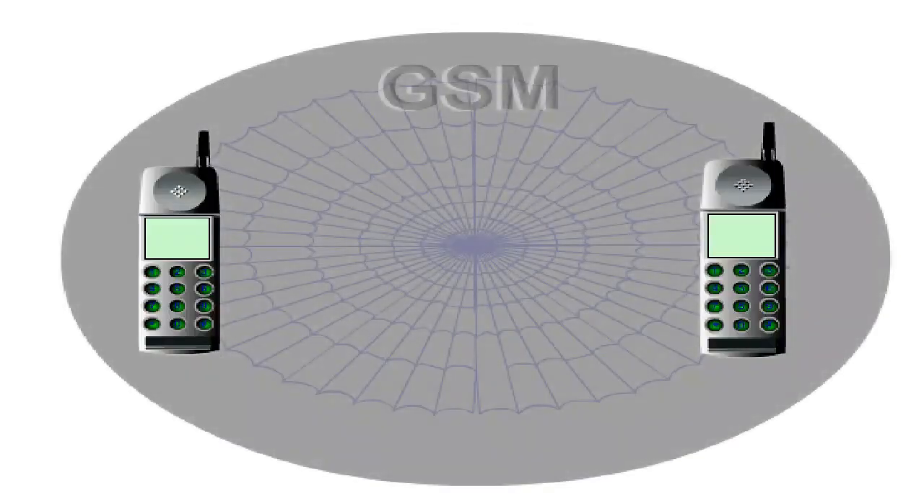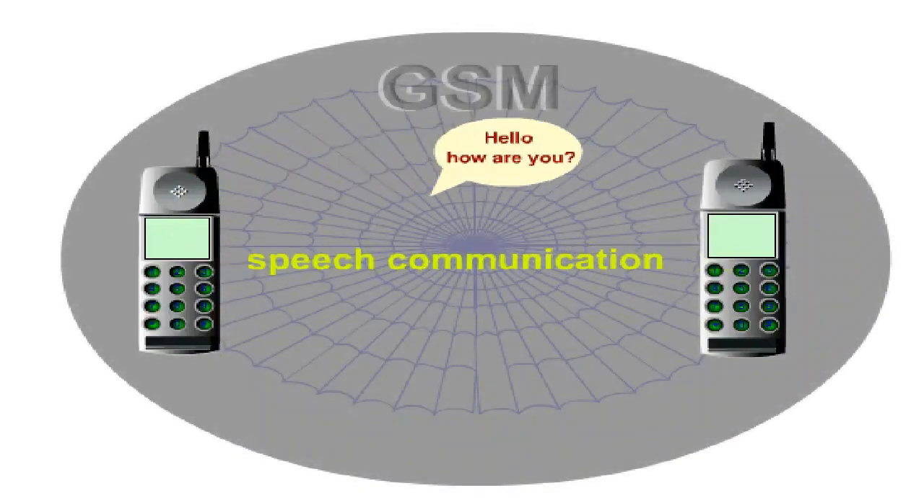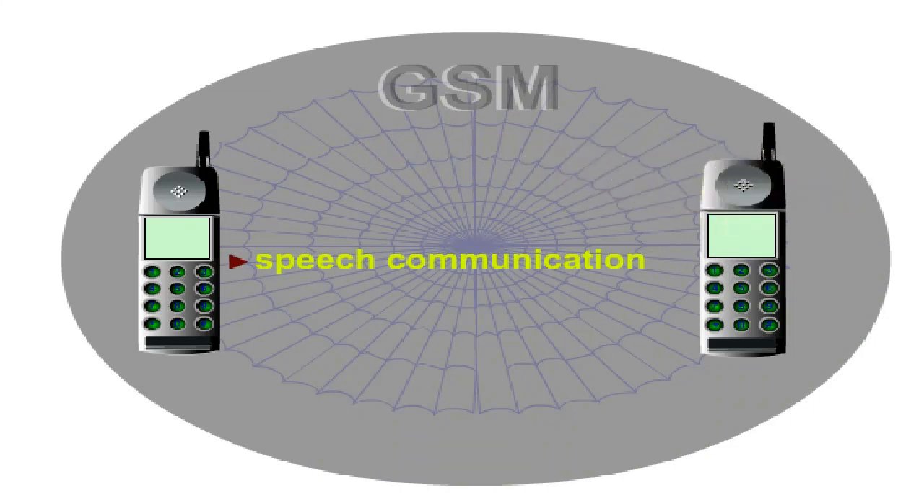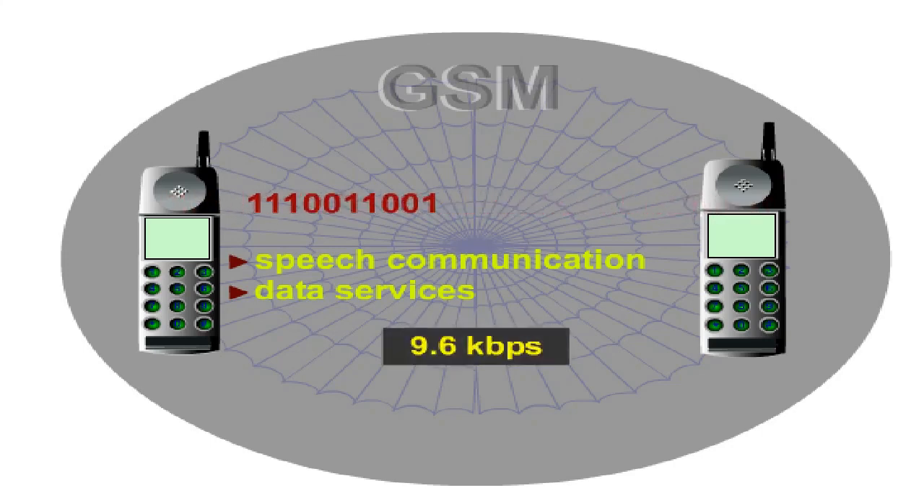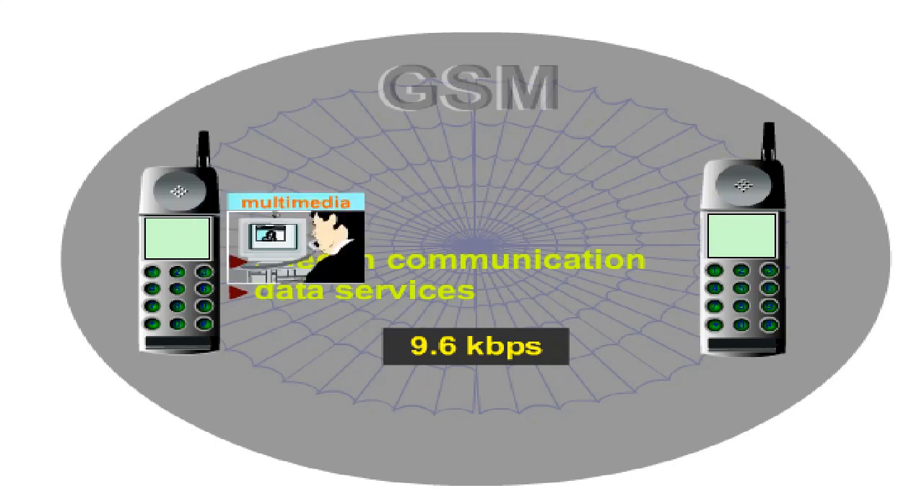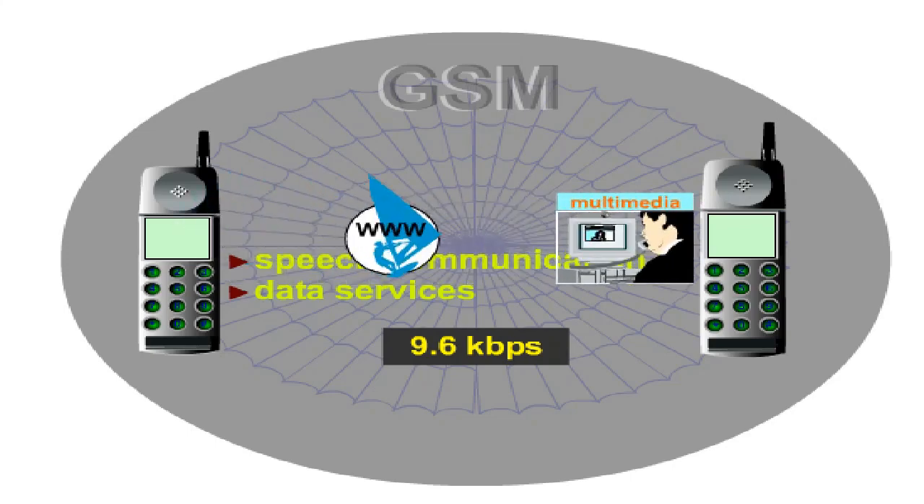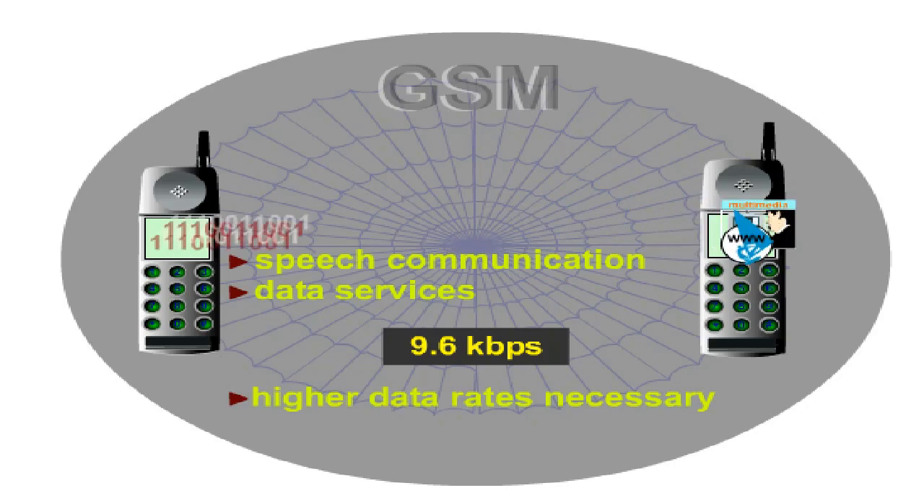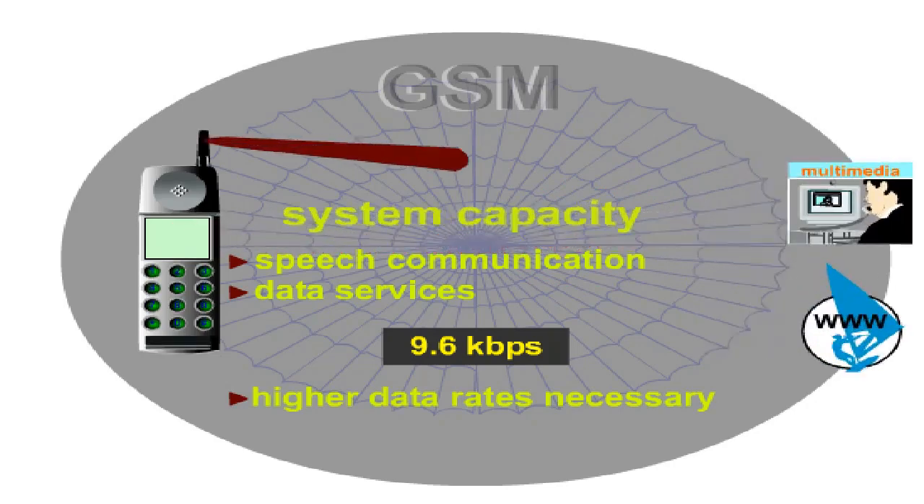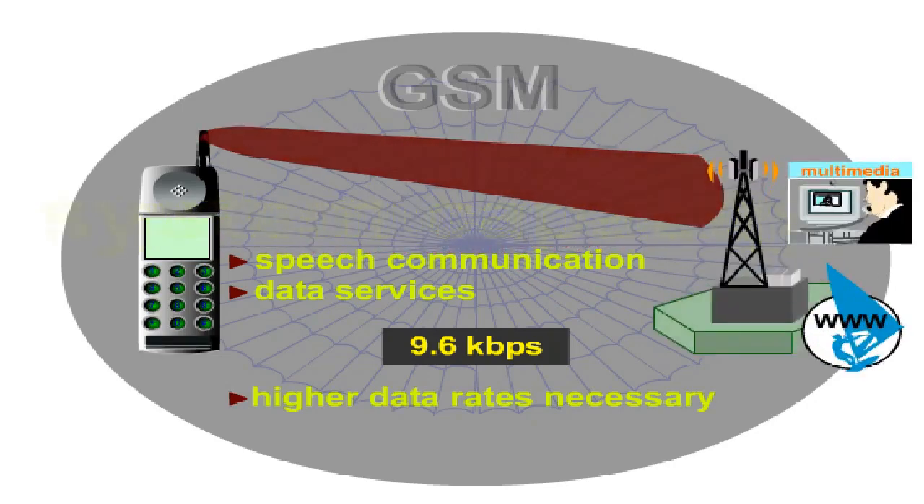GSM has been designed, above all, for speech communication. Although the standard also offers data services, their possibilities are limited by a data rate of 9.6 kilobits per second. To meet the growing demands of increasingly complex data applications, for example in the multimedia or internet sector, higher data rates are necessary. Therefore, the system's capacity is constantly being enhanced.